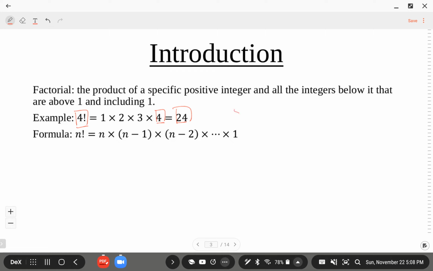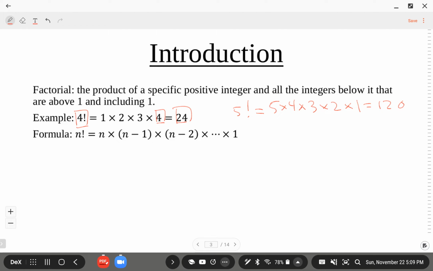So let's do another one. 5 factorial would equal 5, that's our specific positive integer, times 4 times 3 times 2 times 1. That equals 120. Like 4 factorial, 5 factorial, it's great if you memorize those.